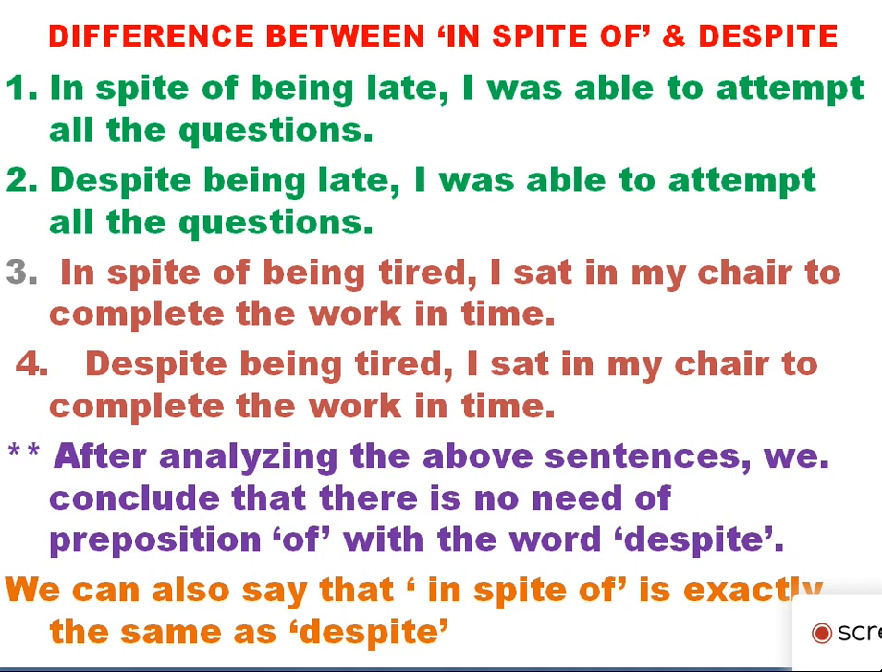In this particular video, we are going to understand the difference between in spite of and despite. Now look at these sentences appearing here. The first one reads like this: in spite of being late, I was able to attempt all the questions. Second, despite being late, I was able to attempt all the questions. The same meaning. If you see serial number 1 and serial number 2, both these sentences are delivering exactly the same meaning. Now looking at the sentence number 3.